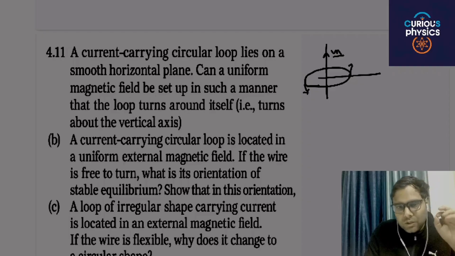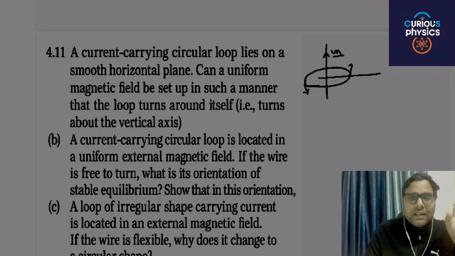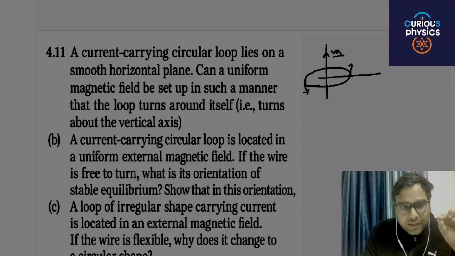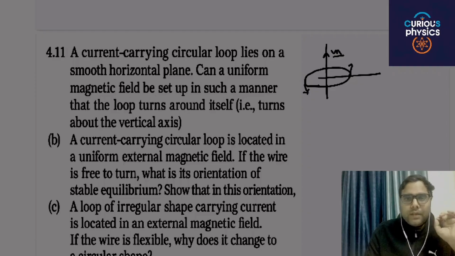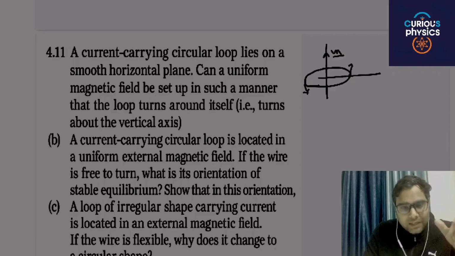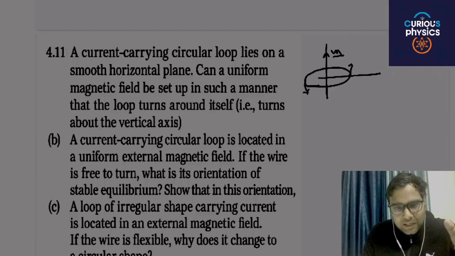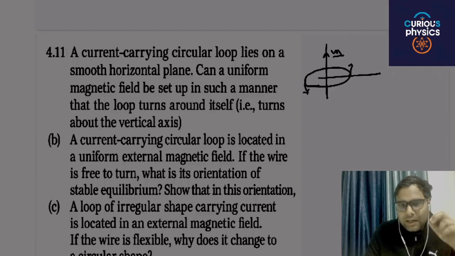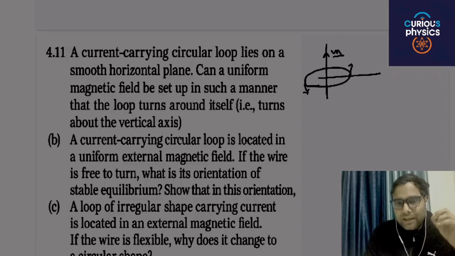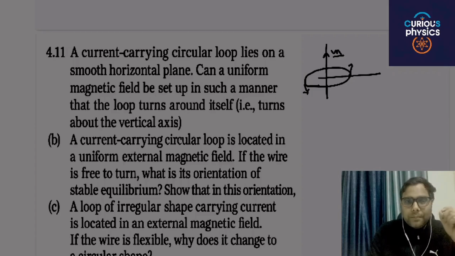Because in a circular shape, the maximum area will be there. If the area is maximum, then the maximum magnetic field can pass through that particular area, and we will discuss the term magnetic flux in the next chapter. So to say, if the area is maximum, more magnetic flux can pass through that area. This is the basic reason.